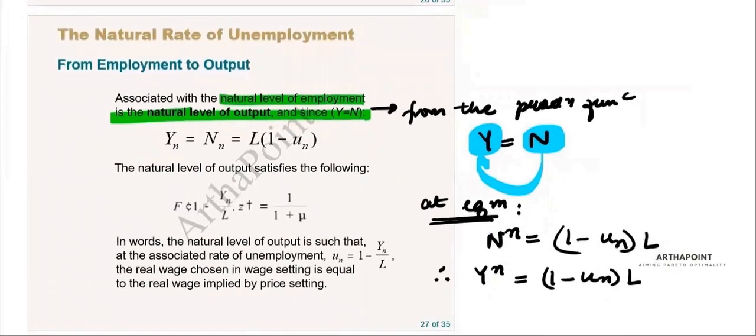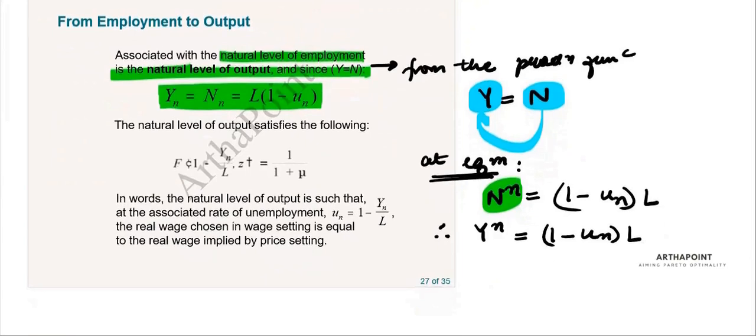So this is the amount of output that is produced, which is nothing but the number of people who are employed. Okay. So this is the amount of output that you produce.